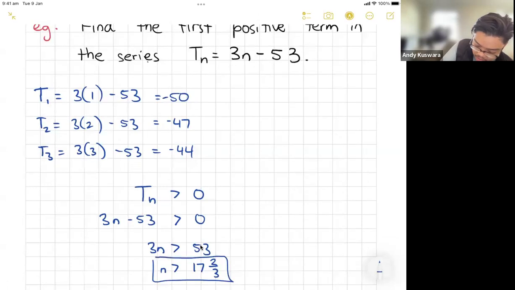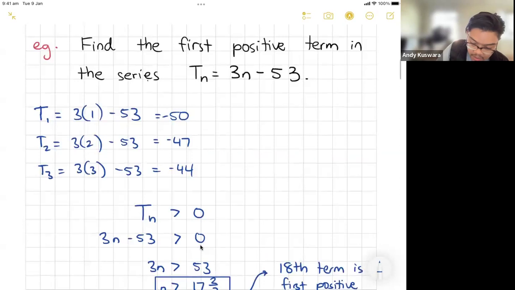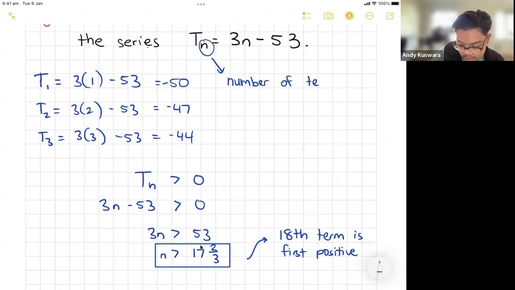And so what we need to do here is we need to be a little bit careful. This means that the 18th term is the first positive. And the reason why it's not the 17th and 2/3 is because n represents the number of terms, so it has to be a whole number or an integer value. In other words, at 17 and 2/3, we hit 0. And so the 18th term is the first positive term.